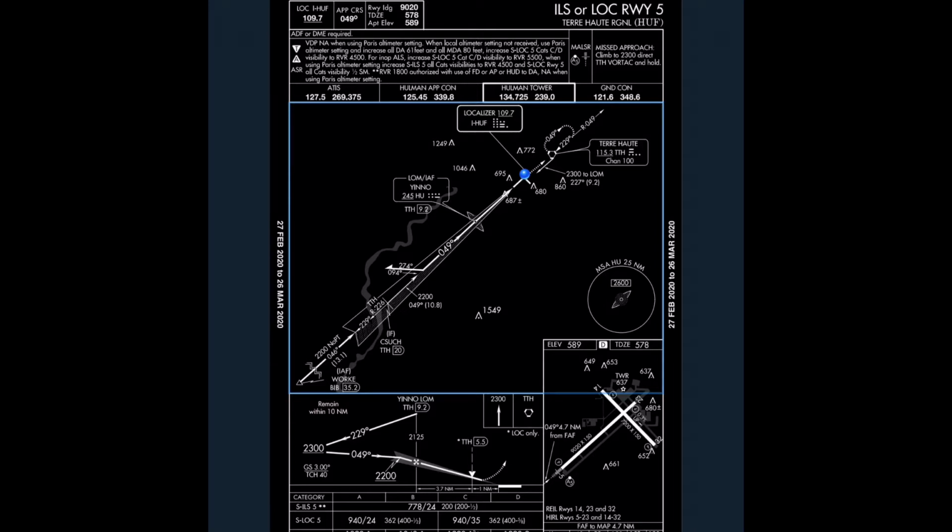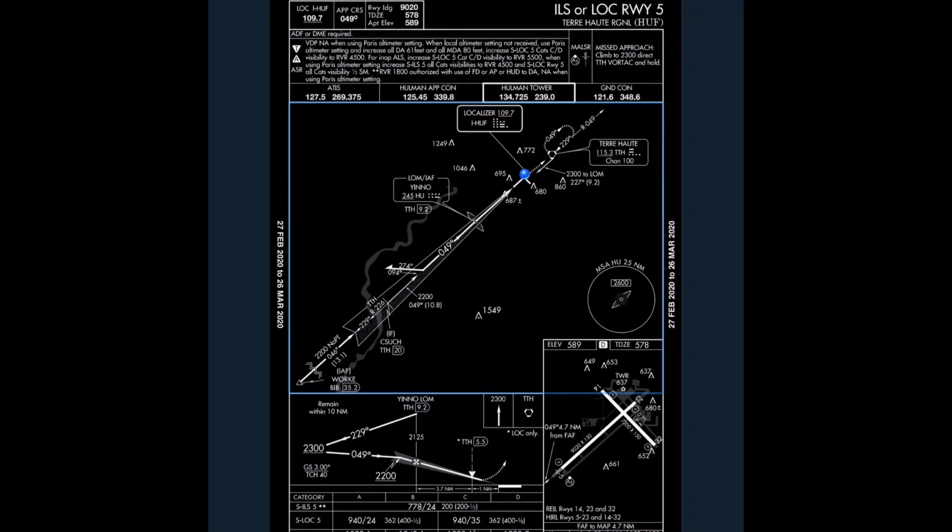First thing we want to take a look at before we even use this approach plate is making sure we have a valid time on our approach, a valid time stamp indicating that we have the correct plates for the correct period of time. So this is going to be valid from the 27th of February to the 26th of March, 2020. So we're within that time period, so we can use this approach plate.